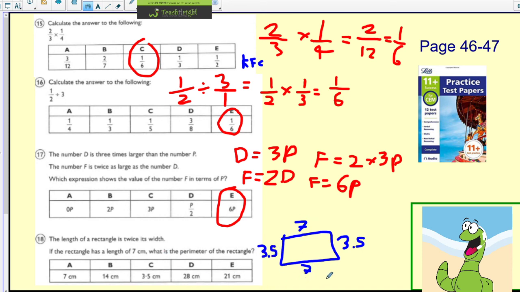The perimeter, I just have to add them all up. So that's going to be 7 plus 7, which is 14. 3.5 plus 3.5 equals 7. And 14 plus 7 equals 21 centimeters. Final answer.